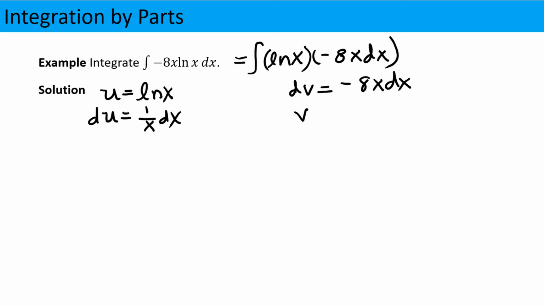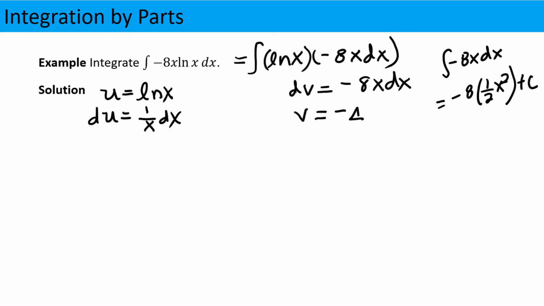And to find v, we integrate what we set dv equal to. So we need to integrate negative 8x dx. And if you do that, you could do it on the side. You can do negative 8x dx. That would be negative 8, and then you're going to have 1/2 x squared plus c. And so negative 8 times 1/2 will give us negative 4x squared.